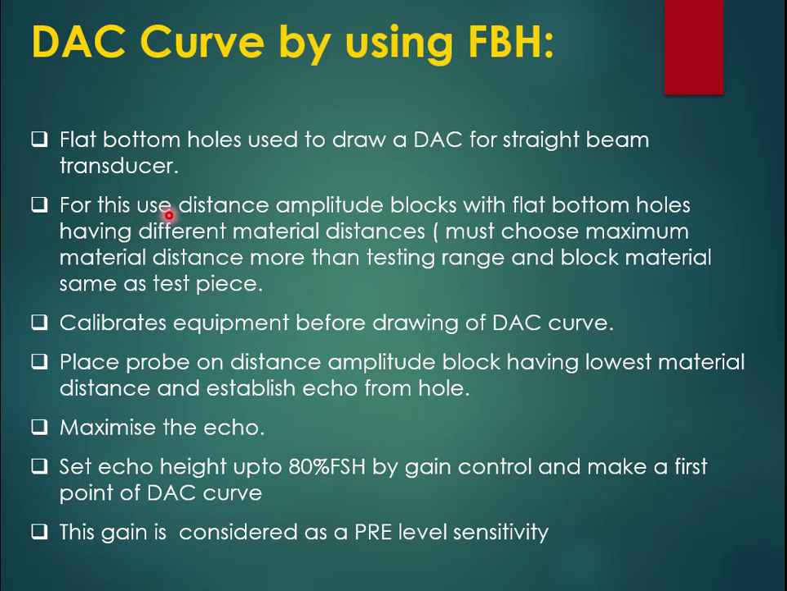For this, use distance amplitude blocks with flat bottom holes having different material distances. You must choose a maximum material distance more than the testing range, and the block material the same as the test piece. So to draw the distance amplitude correction curve for straight beam transducers, take the distance amplitude blocks, which we have also discussed.